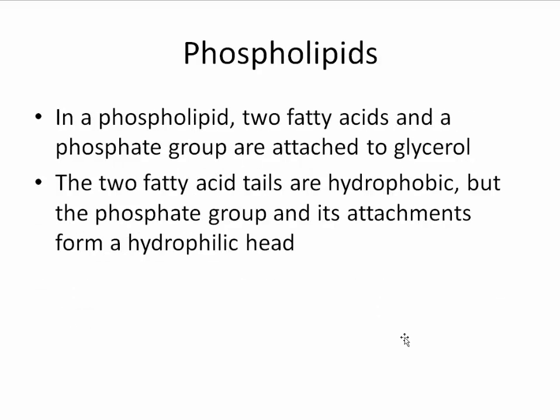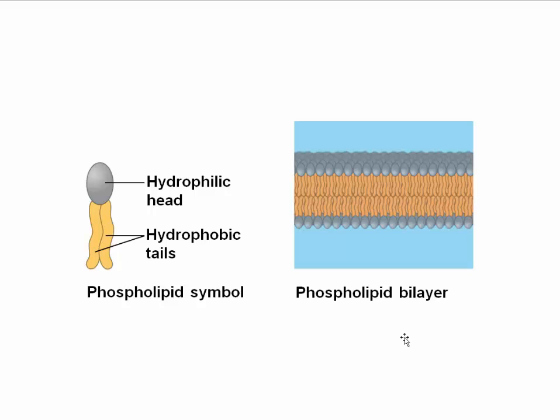Phospholipids, which are another kind of lipids, but very important, and they're usually referred to in membranes. They have two fatty acids and a phosphate group, and they're attached to a glycerol molecule. The two fatty acid tails are hydrophobic, but the phosphate group and its attachments are hydrophilic. So they look like this. And you've seen this picture before. The hydrophilic head and the hydrophobic tails, the tail with a kink in it.